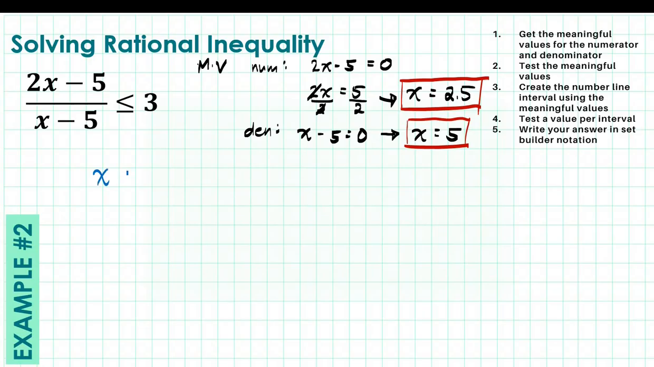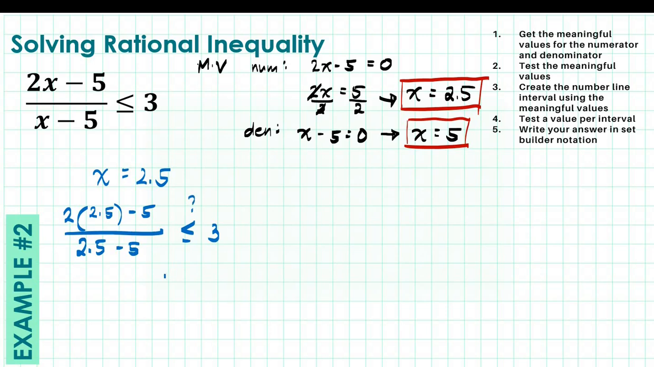So when x is equal to 2.5, we substitute it to the rational expression on the left hand side. That becomes 2 times 2.5 minus 5 all over 2.5 minus 5. Is it really less than or equal to 3? Now, we need to simplify. This becomes 2 times 2.5, that's 5, minus 5, it becomes 0. And on the denominator, that becomes negative 2.5.